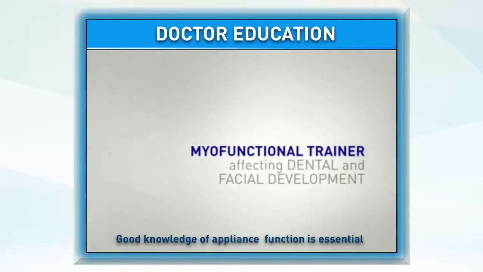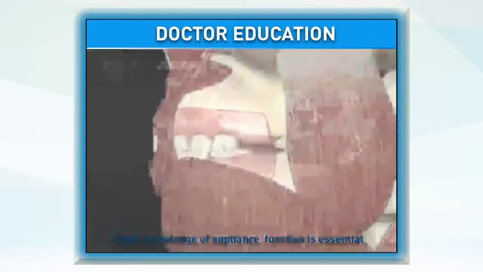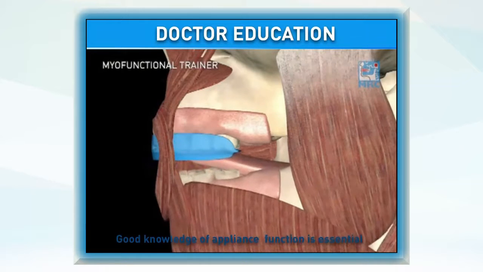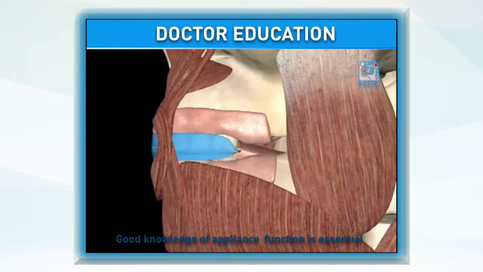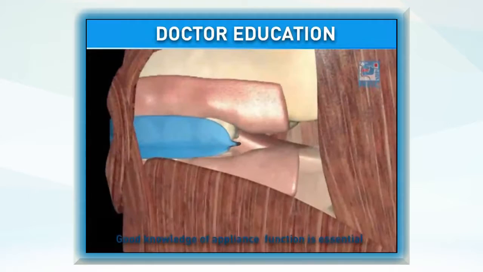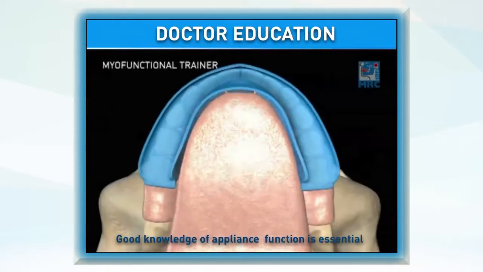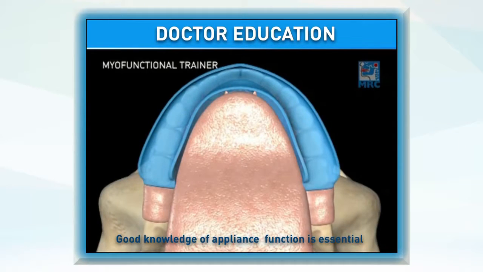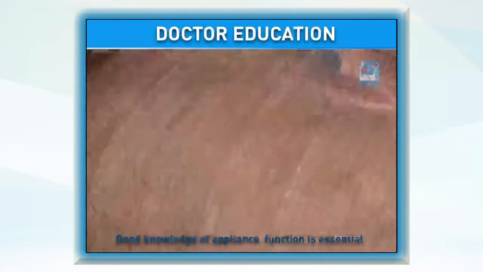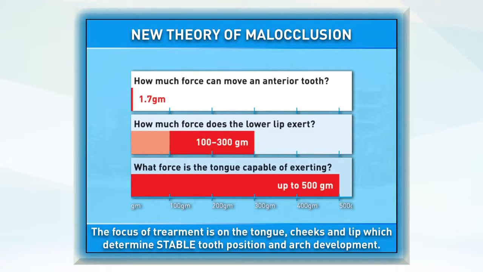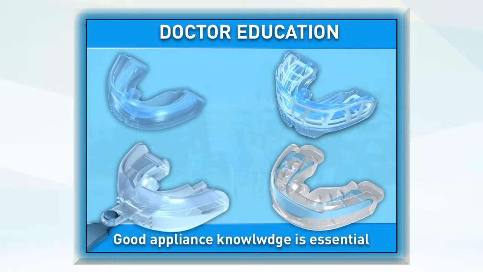So you, the doctor, must understand how to correct myofunctional habits. The basic trainer system gets the tongue up into the maxilla. You have to know this, and you have to be able to use the appliances effectively. It's all about getting the tongue up into the maxilla, so good appliance knowledge is essential. Understanding soft tissue dysfunction: what are we treating? We're treating the muscles, not the teeth. The teeth come along for the ride.